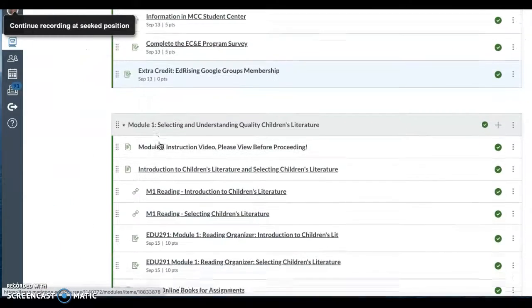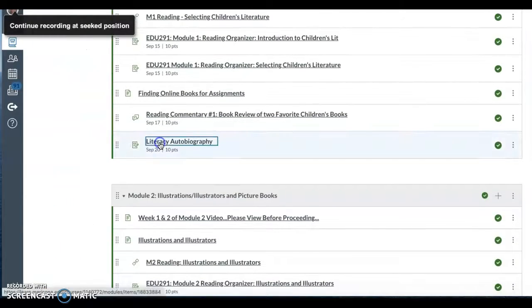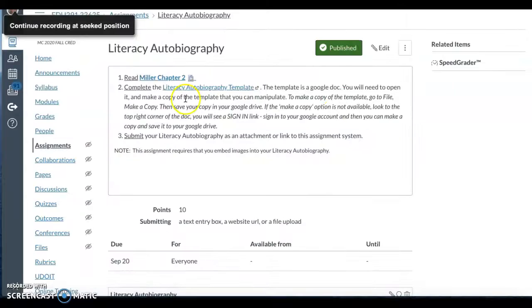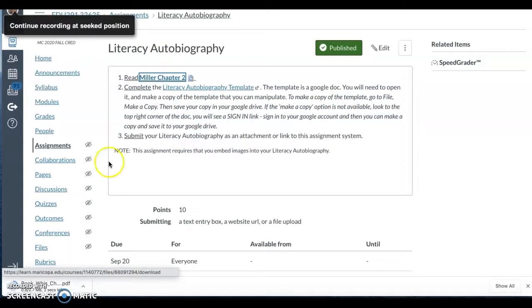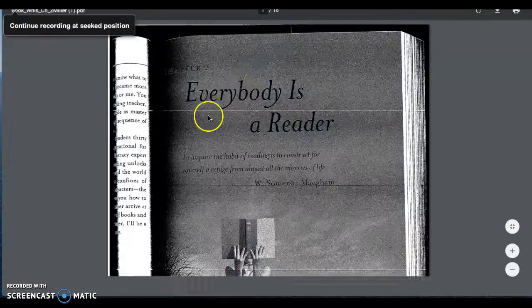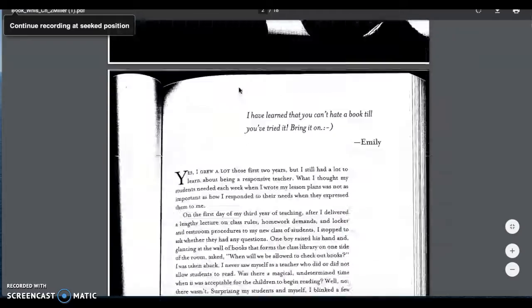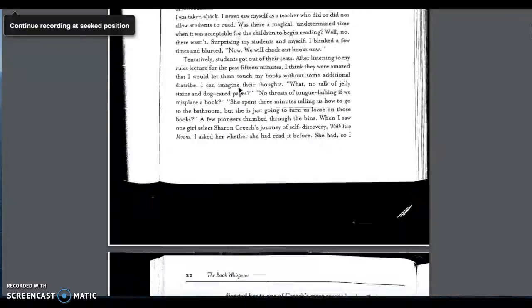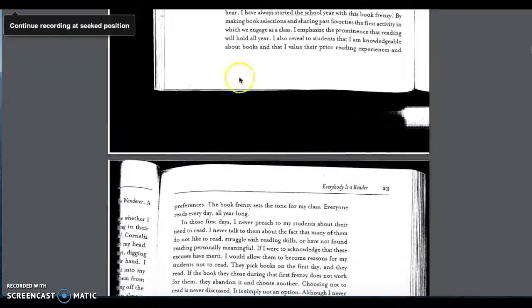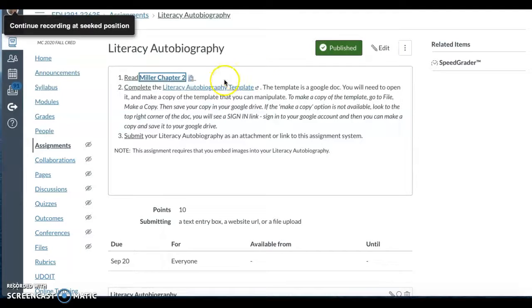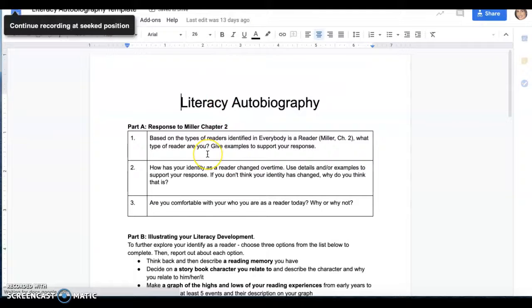Okay, finally, our last assignment that is due this week is the literacy autobiography. As mentioned earlier, you need to first read the Miller chapter, download it. It's kind of old looking, but it is an excellent read to give you some insight on who you are as a reader. Once you have completed that reading, you will follow the template.